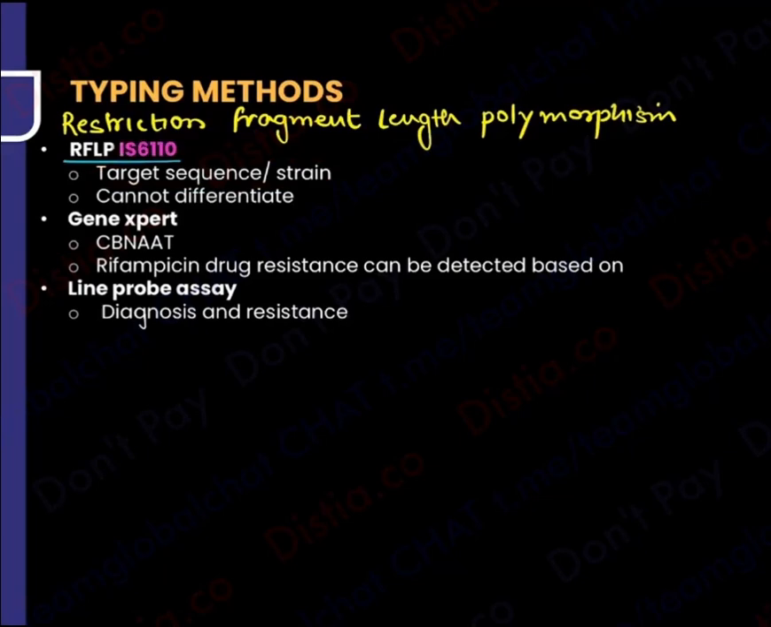IS6110 is the target sequence of strain that we have, but it's looking nice, but there's a problem. It cannot differentiate active TB versus latent TB, and that is very important because in a country like us, more than half the people have latent TB thanks to the exposure, right? So remember that we cannot differentiate between active and latent TB. That is something which is very important for RFLP IS6110.